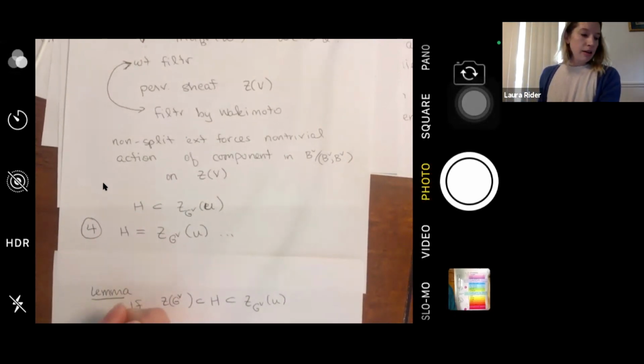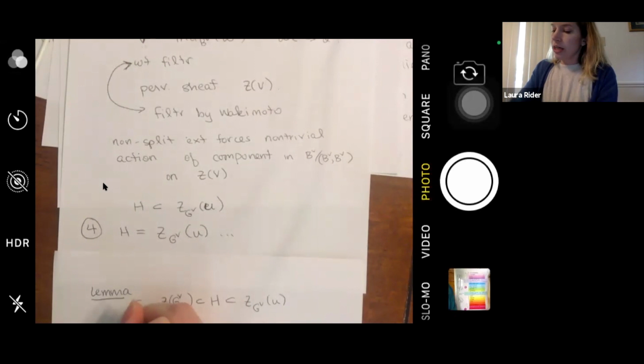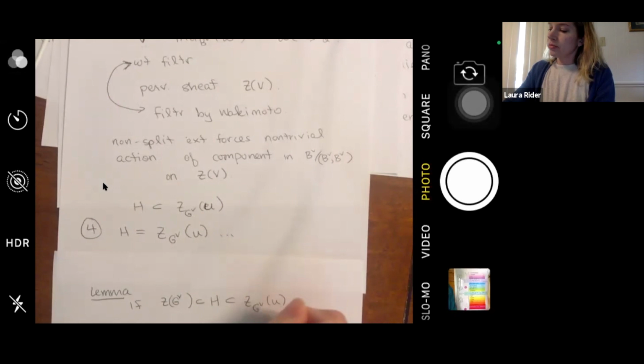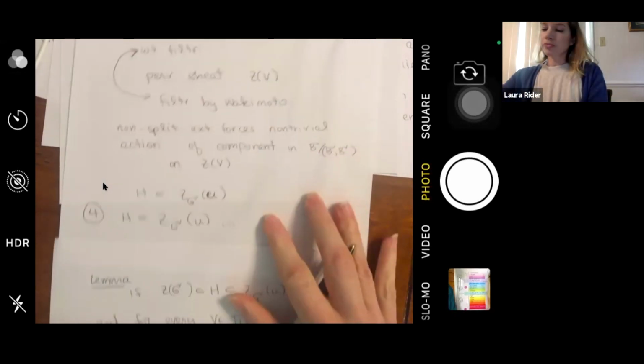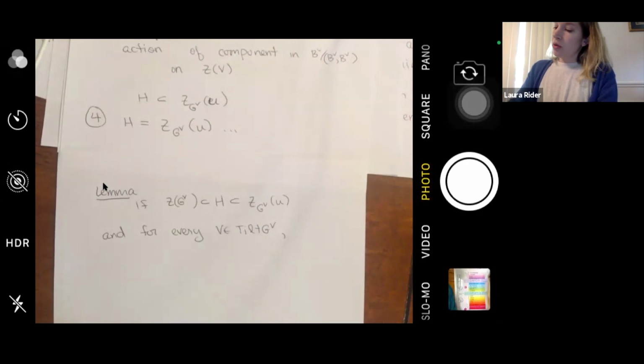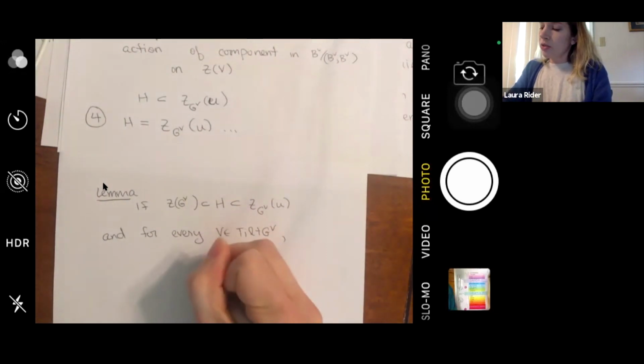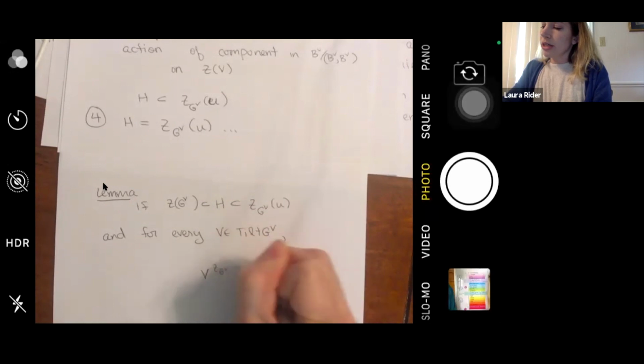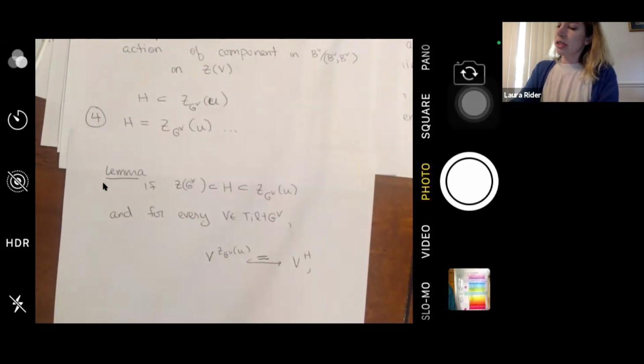and for every tilting representation, I have the following property. So the property that I want to look at is the invariance. So I compute the invariance with respect to the centralizer. I compute the invariance with respect to the subgroup. And of course, there's an inclusion here. And the condition that I want is that, in fact, this is equality. So if this holds for every tilting object, then this forces the subgroup to be the full centralizer.